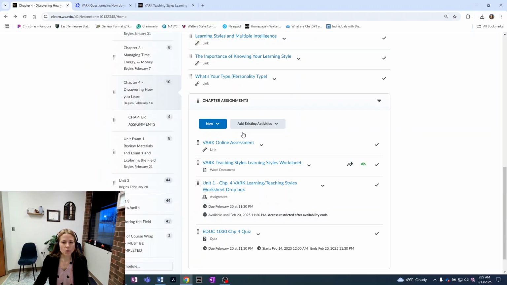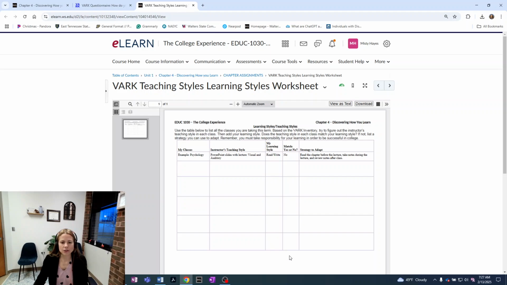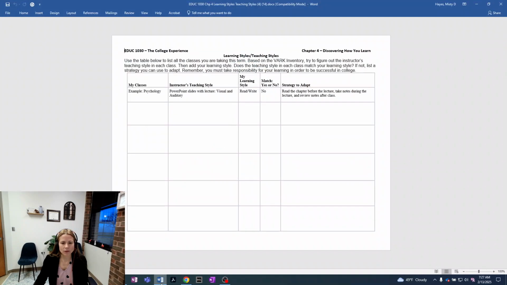So once you're finished, when you clicked on the link, you're going to see underneath it that says VARK Teaching Styles, Learning Styles Worksheet. This is actually the document homework assignment you will be submitting. So when you click on it, it's going to look like this. You will download it. I pulled it up so you can see it a little bit closer. What I want you to do is fill out this table, and how you're going to do it is you're going to use your results from the VARK inventory that you just took.